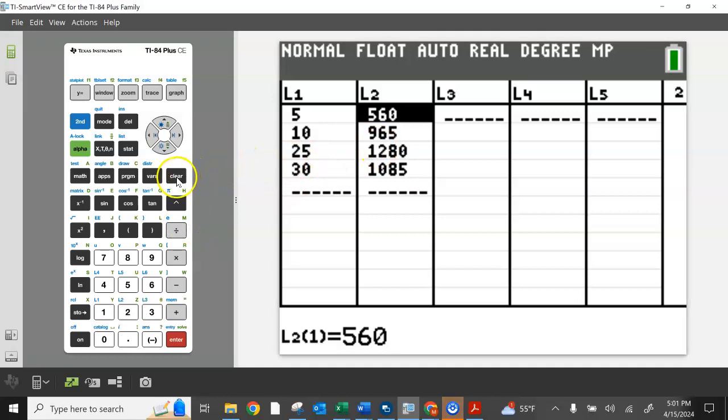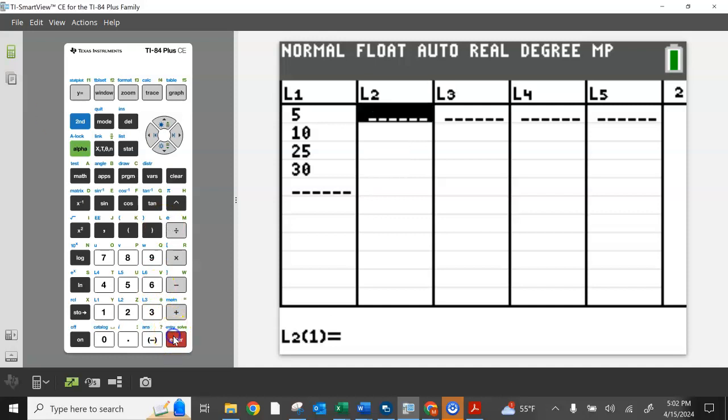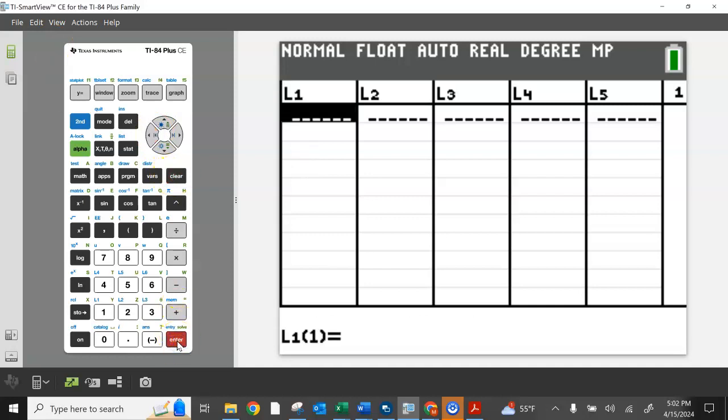So if you get a calculator, you need to clear it out. So how do you clear out data in a column? Use the arrow key to go up to the title things, the L1, L2. You hit clear and enter. So that's how you do that. And then you go to the other one, clear, enter. Now it's ready to enter in the data.